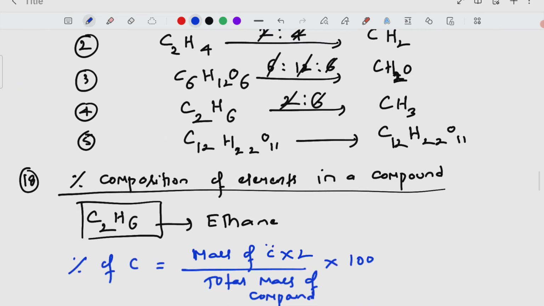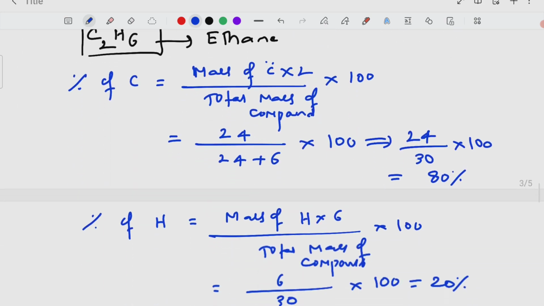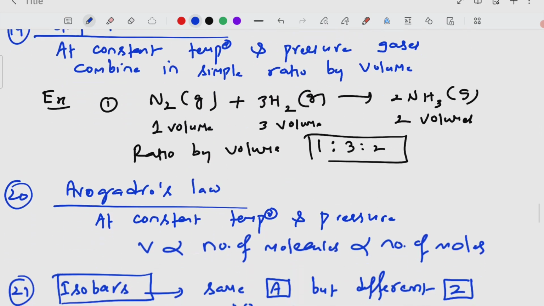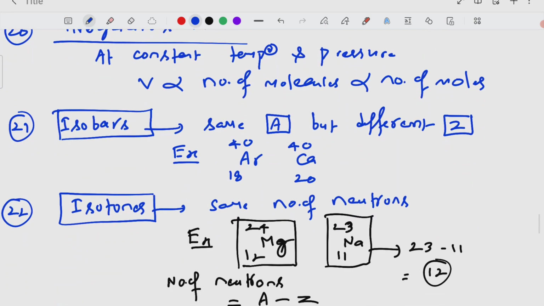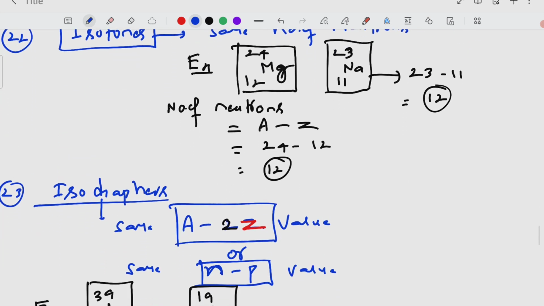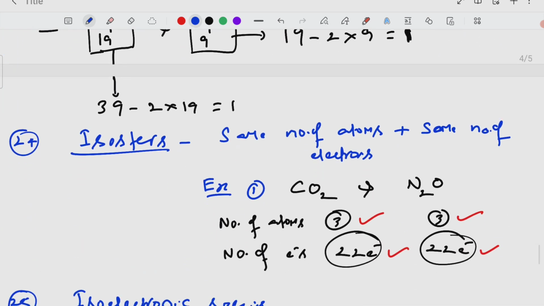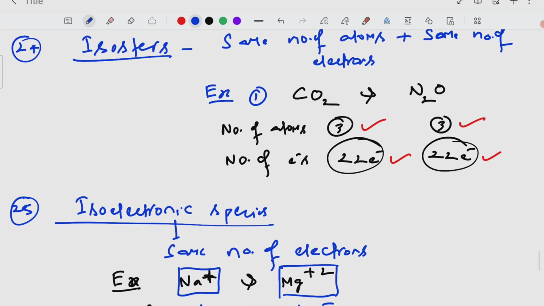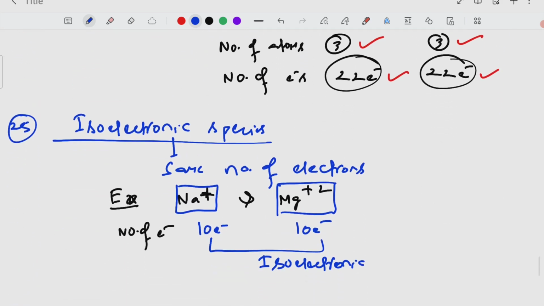molecular formula, empirical formula, percentage composition, Gay-Lussac's law, Avogadro's law, isobars, isotones, isodiaphers, then finally isosters and isoelectronic species. Every student must go through these important terms before going to further advanced topics. So in today's video, we discussed only basic terms.